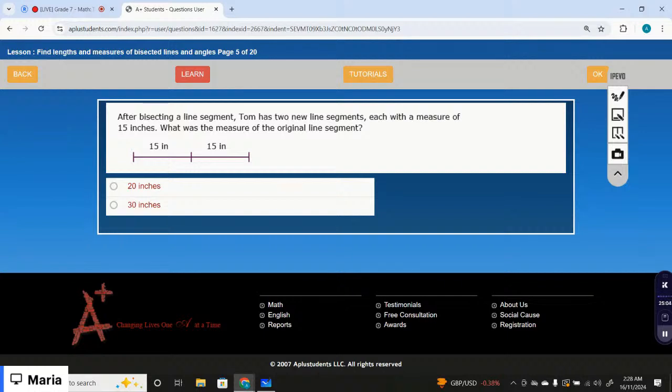After bisecting a line segment, Tom has now two new lines, each with a measure of 15 inches. What was the measure of the original line segment? That is 30 inches. Option number 2 is the correct option.